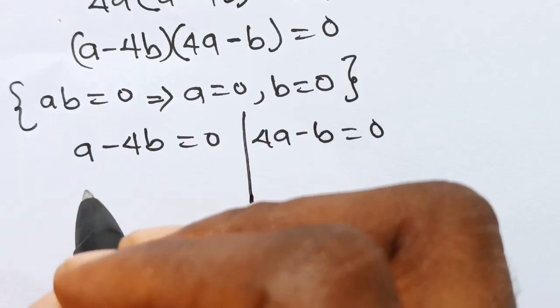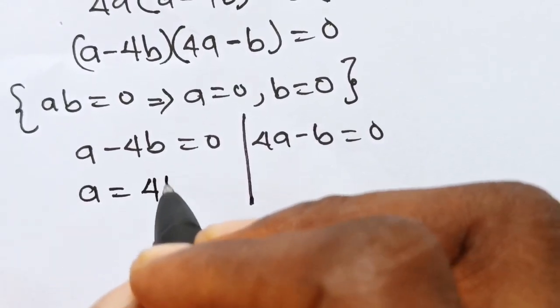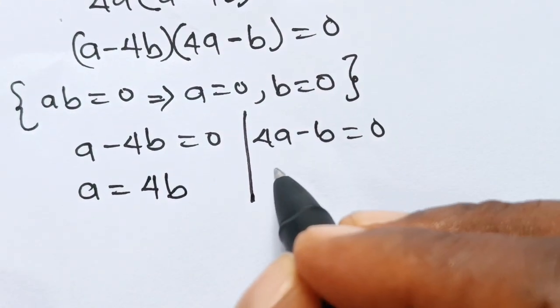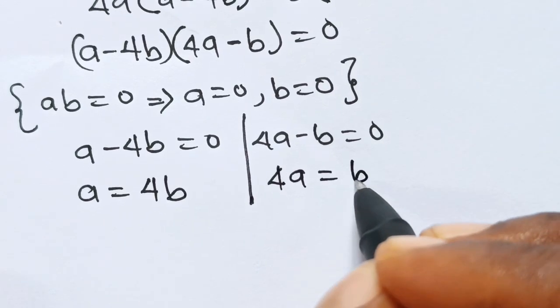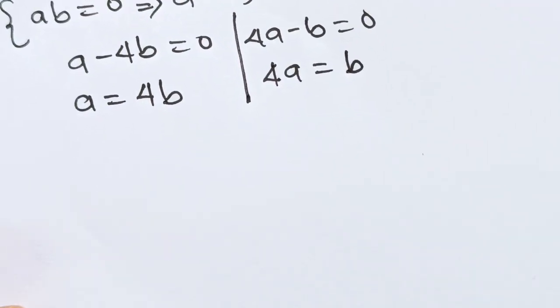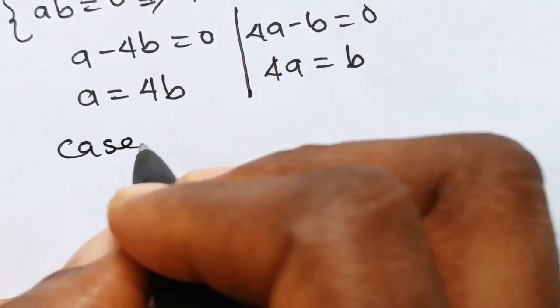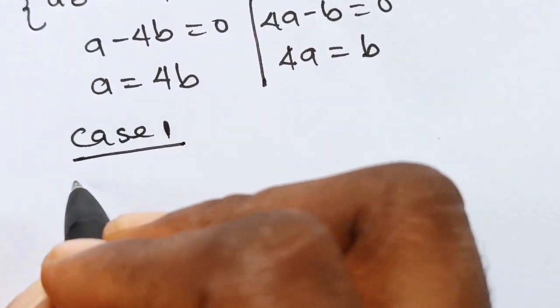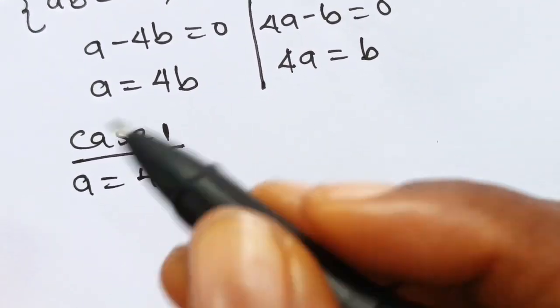So from here we can see that a is equal to 4b, and from here we can see that 4a is equal to b. So you can see that we have two cases here, okay? Case 1: a is equal to 4b.